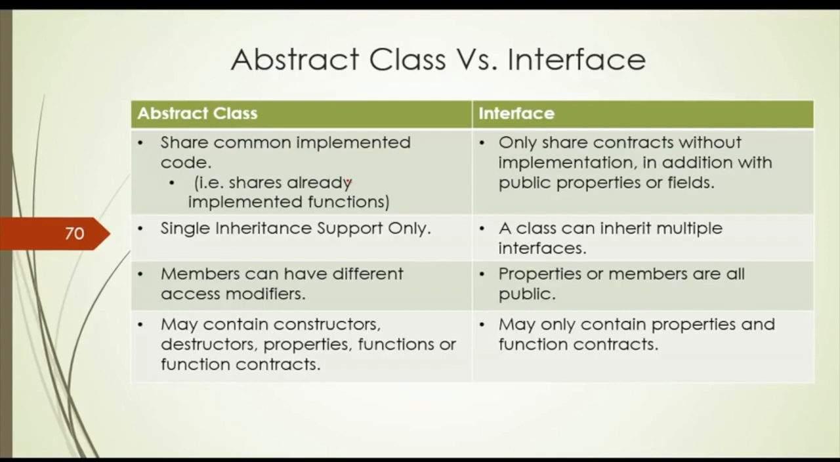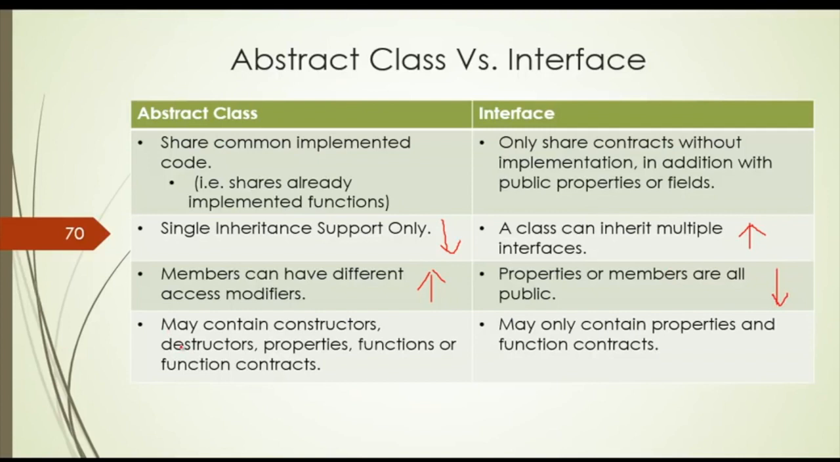And single inheritance supported only. That's really downside of abstract method. And a class can inherit multiple interfaces. It's really upside for the interfaces. And members can have different access modifiers, and this is also an upside, that all the members could be different. All the members shouldn't have to have the same modifier as public. You could have some hidden layers, and in the interface you really have to have all the members as public. It's really a downside.